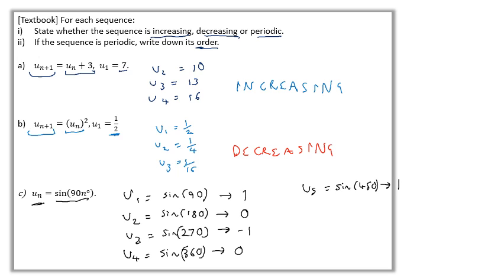And so we can see from this that the order is 1, 2, 3, 4 before it starts repeating. The order is 4, and it is a periodic sequence. With that in mind, have a go at exercise 3H. It shouldn't take you very long.